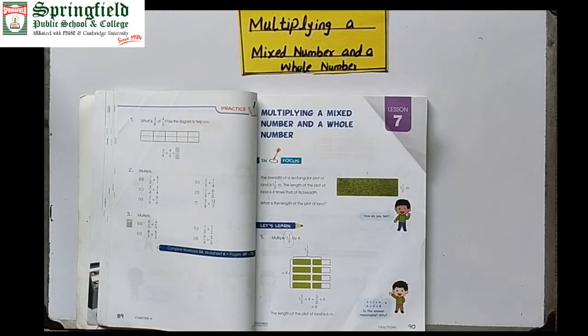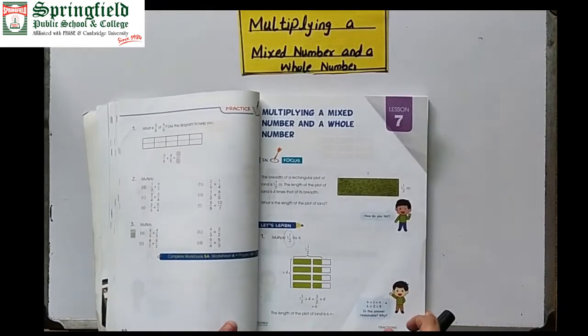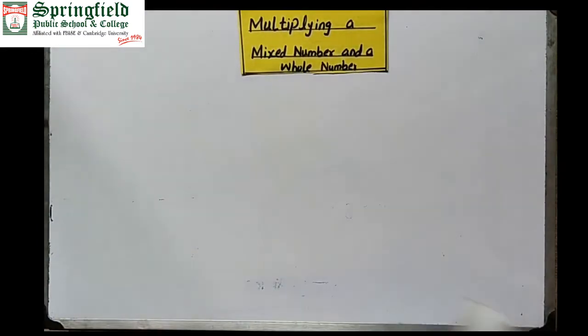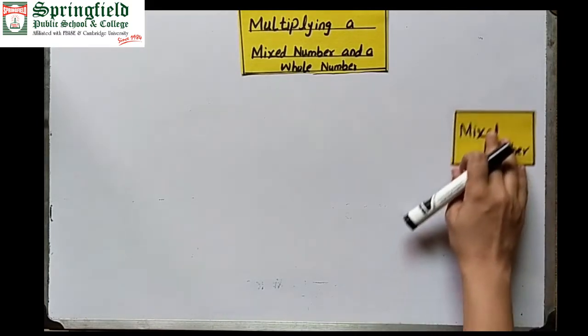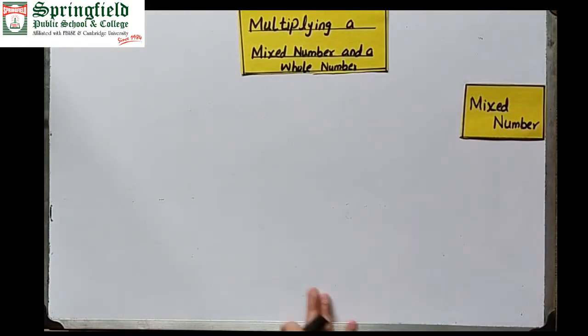Okay beta, as we have already discussed fractions and the different types of fractions, such as mixed fraction, improper fraction and proper fraction, first we will revise the previous points and then we will start the new topic. Now come on to prior knowledge. The first one is mixed number. Do you have any idea about the mixed number?